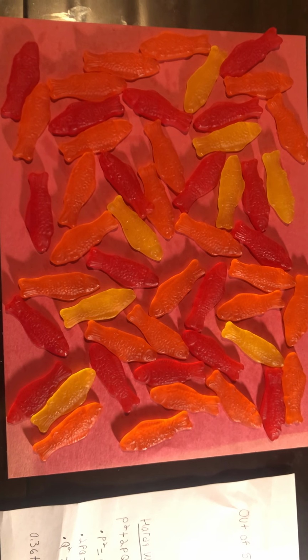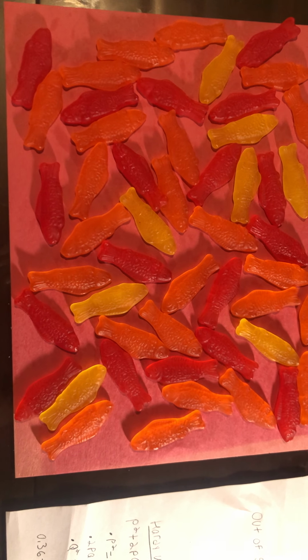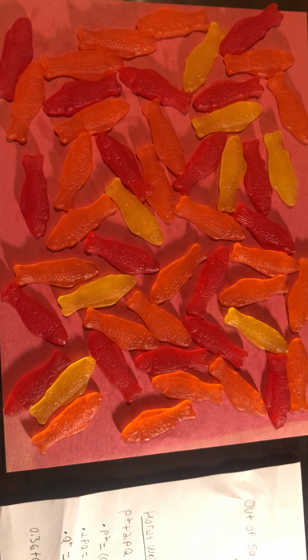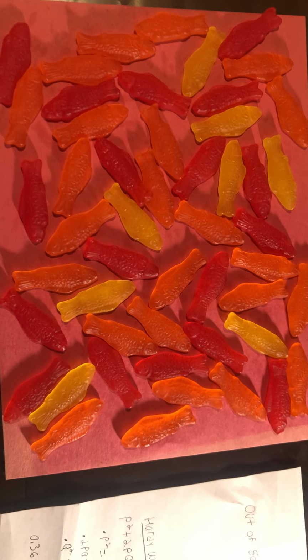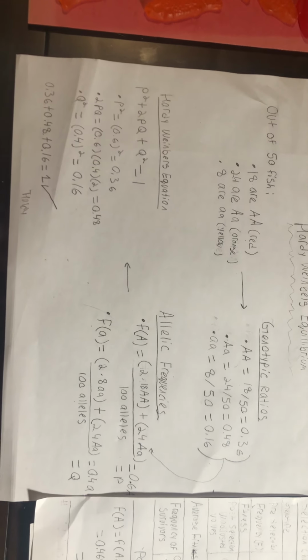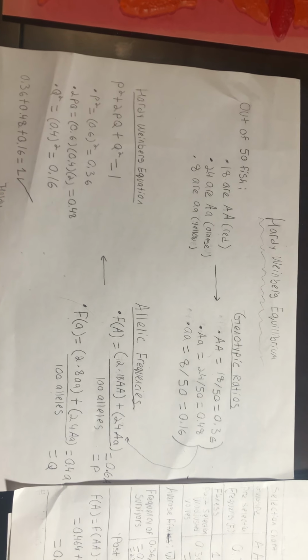I'll be using a school of Swedish fish as a case study. Here we see a school of 50 fish made up of 18 red fish, homozygous for the dominant A allele, 24 orange fish with a big A allele and a little a allele, and 8 yellow fish, homozygous for the little a allele.